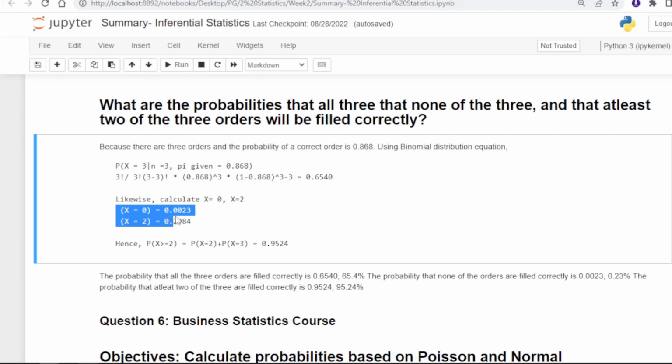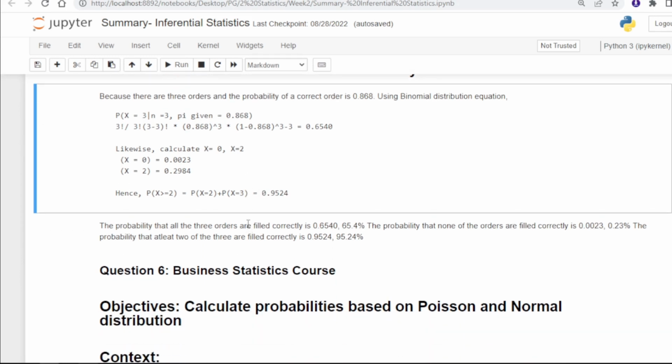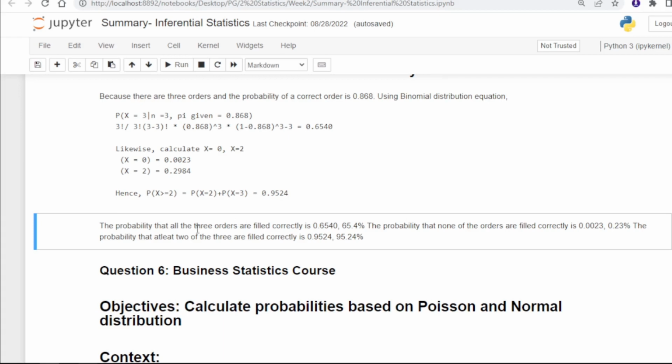So if we get the 0th value and the 2nd value, the probability of x greater than or equal to 2 will be equal to the probability of x equals 2 plus the probability of x equals 3, which will return 0.95, which is 95%. To conclude, the probability that all three orders are filled correctly is 0.65.